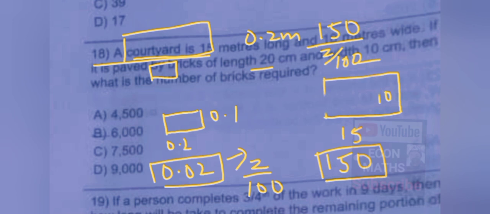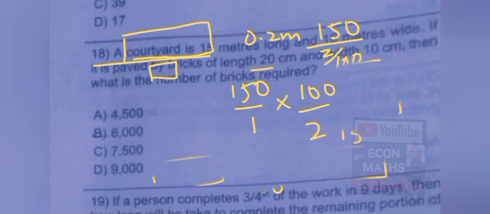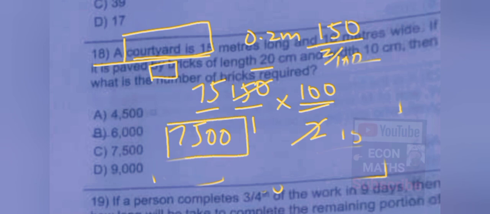Now when solving this, this is 150 divided by 1, and this will get reciprocated. This will become 100 divided by 2. So here 2 ones are 2, 75s are, so we get 75 into 100, that is equal to 7500. So the number of bricks required to fill the courtyard would be 7500.